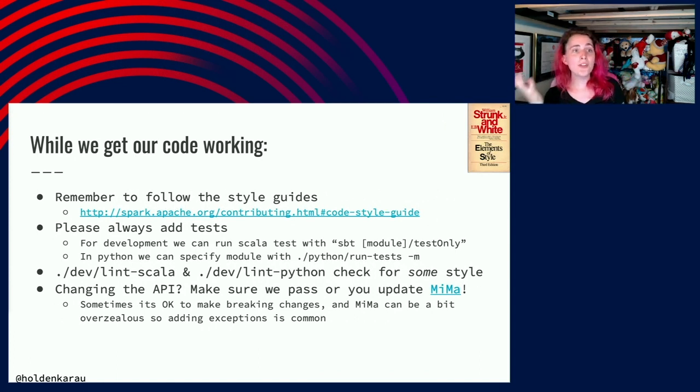So once we've got our code working, or while we're getting it to work, there is a style guide that we'll want to format our code to. We don't have to do this all the time during our development process, but ideally before we make our PR, we'll get it to conform to the style guide. Please always add tests. And if you're changing the API, please make sure that it passes MIMA. If you don't know what MIMA is, that's okay. I'll talk more about it later, but it's important for doing API compatibility checking.